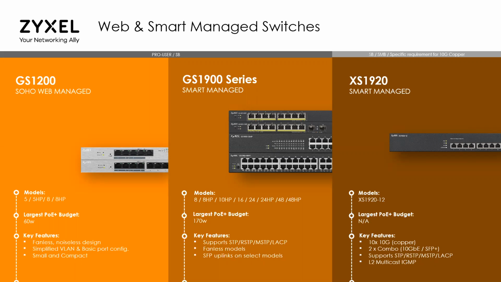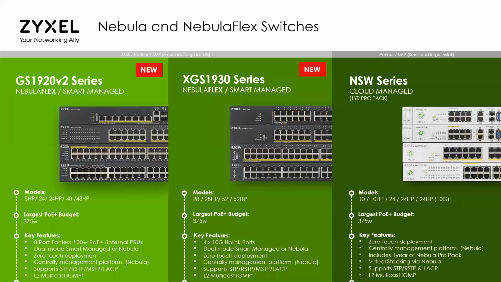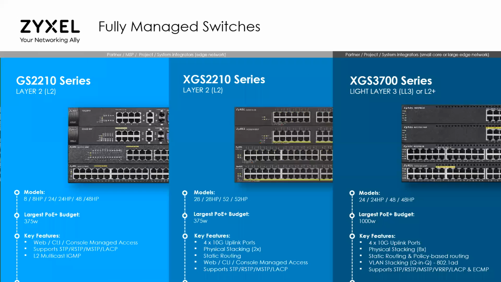Our 1200 series are our very basic SMB SOHO sort of basic limited managed switches. 1900 gets you up to more of your rack mount, but still limited web-based management. And then when you start getting up into the 1920 series, that's where you start getting into almost full level 2 functionality managed through a web browser. The 1920s and the 1930s can be Nebula managed. Our NSW series are our dedicated Nebula switches.